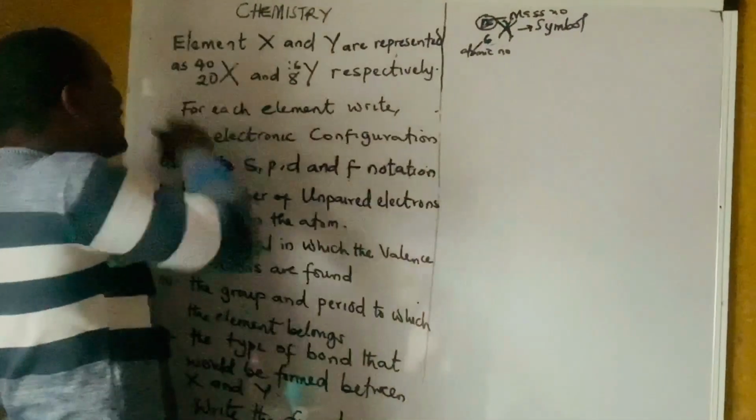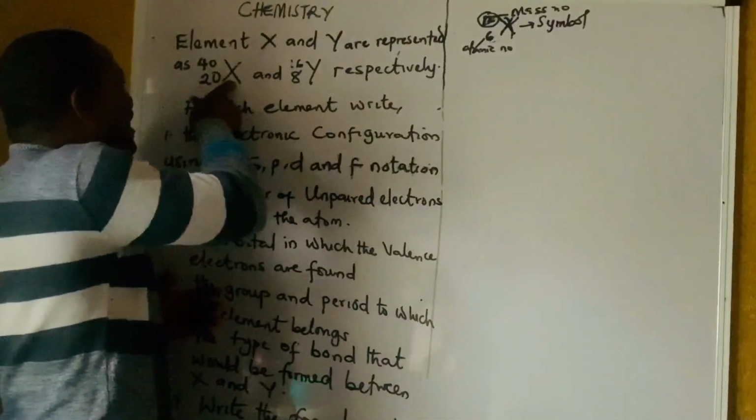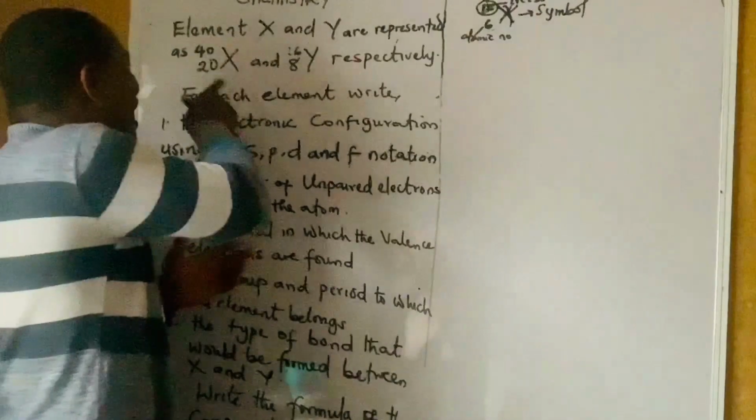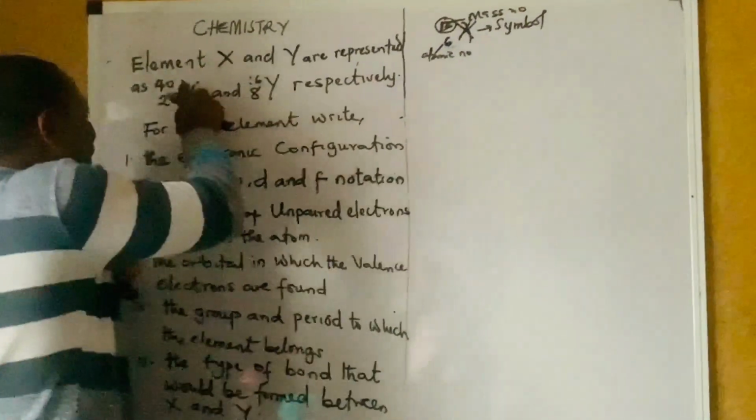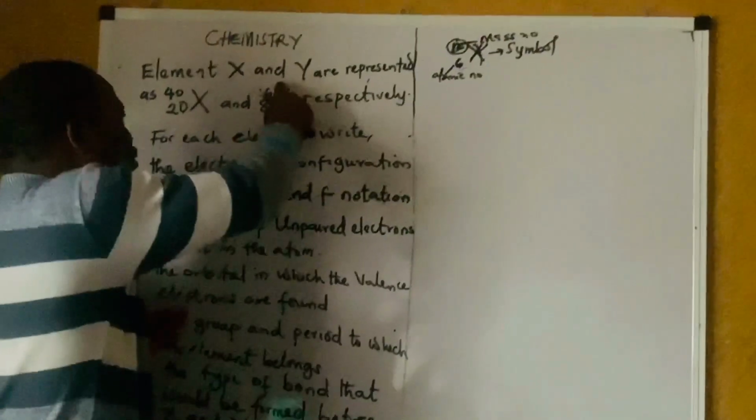Some people will change X at the end of the question to calcium because calcium is atomic number 20. No, you are wrong. Make do with what they have given you. They are assuming the elements to be X, and they are assuming the elements to be Y.